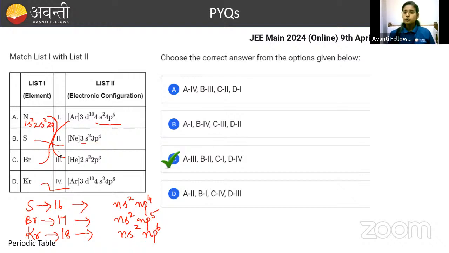So what you need to do is know the group number of at least the first 30 elements in the periodic table. Try to memorize the first 30 elements group wise also. For some elements like bromine and krypton, you have to learn all the elements group wise. If I go for group 17, I will have fluorine, chlorine, bromine and iodine. If I go for group 18, it starts from helium, neon, argon, krypton, xenon, radon.